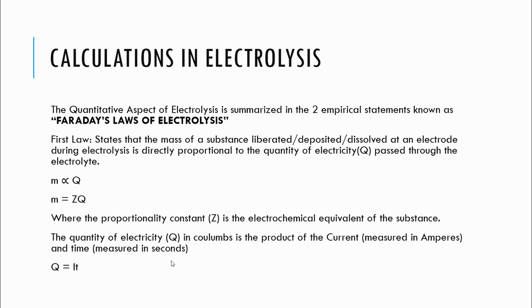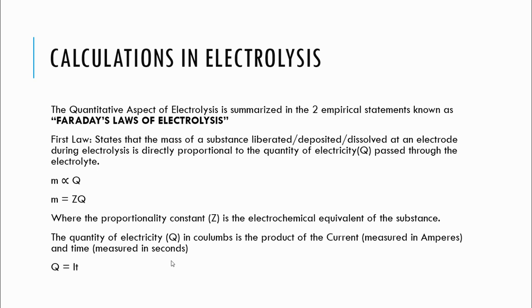Imagine if I use 10,000 coulombs of electricity and 20,000 coulombs of electricity, the one that uses more electricity will give me more mass. So M is directly proportional to Q, M equals ZQ. So what's Z? Z equals M over Q, the mass discharged per unit coulomb. Z is the mass of a substance discharged per unit quantity of electricity.